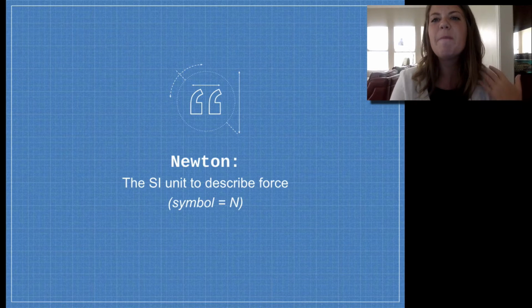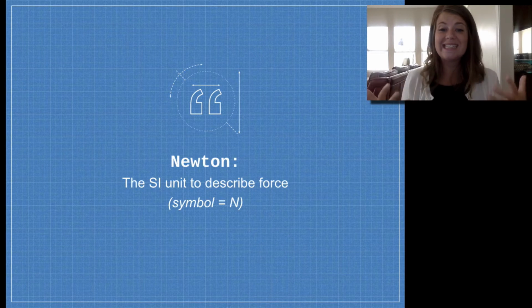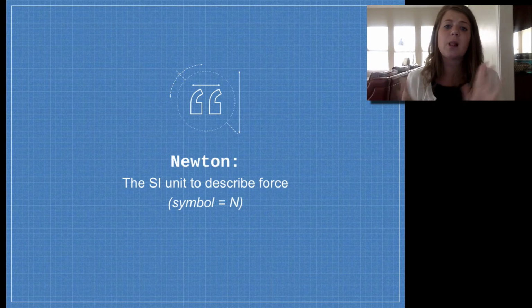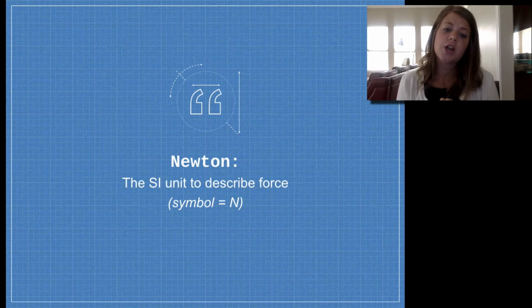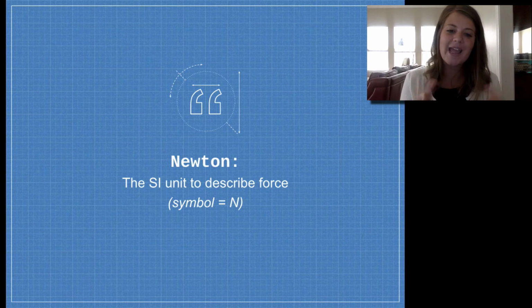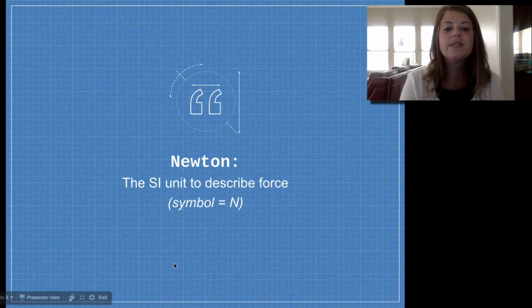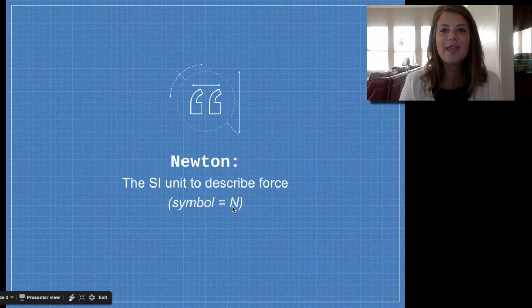So how do we measure force? Well, just like we measure distance in inches or meters or kilometers, we measure force in an SI unit called newtons. Now, this sounds pretty familiar. Can you guess who this was named after? If you said Sir Isaac Newton, you were right. So the newton describes force, and when we write it, we use the symbol capital N.